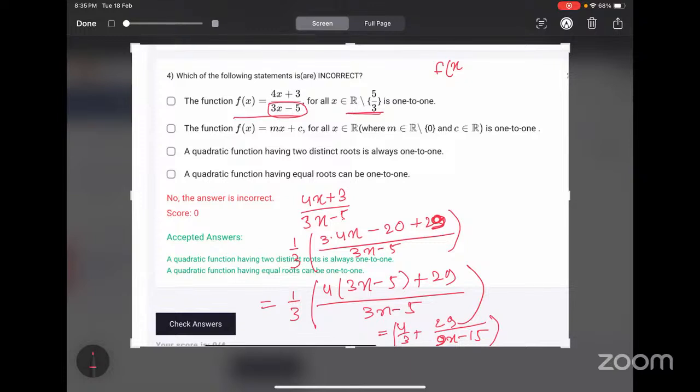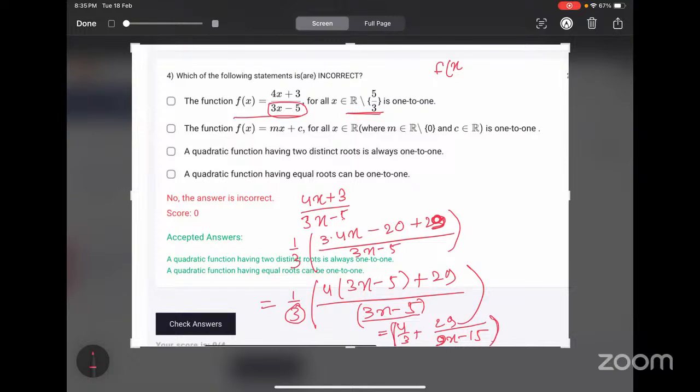4 by 3, then 3x. Why has 9x minus 15 come, madam? We are just dividing. 3 will be multiplied with this, right? 3x minus 5, yes. So we will get 9x minus 15. Is it fine now? Okay. So this is our new function, right? Yes, madam.